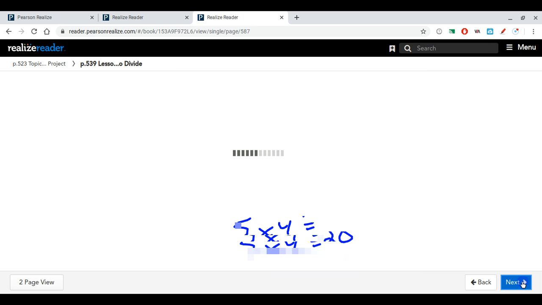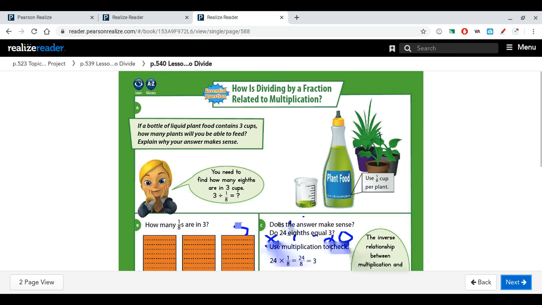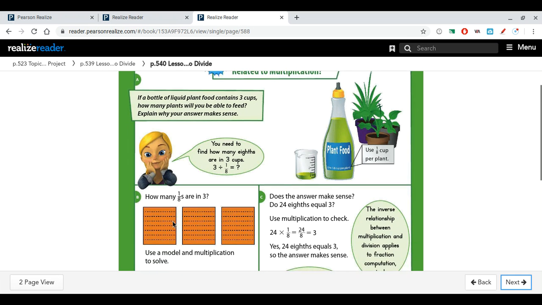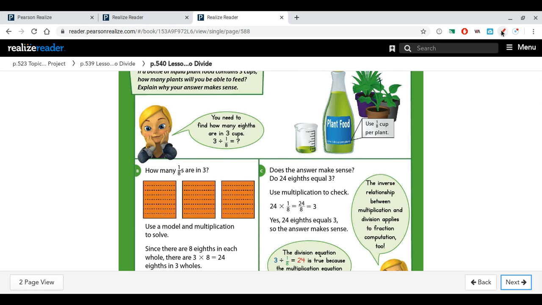Either one of those equations would work to represent the problem that we just did. All right, let's go ahead and move into your visual learning. We're looking at how dividing by a fraction is related to multiplication. Our problem: if a bottle of liquid plant food contains 3 cups, how many plants will you be able to feed? And then we need to explain why our answer makes sense. I'm going to use 1/8 cup per plant. So this question says how many 1/8 are in 3.